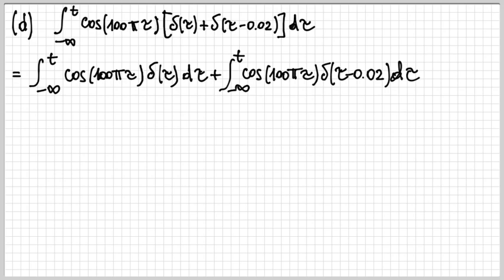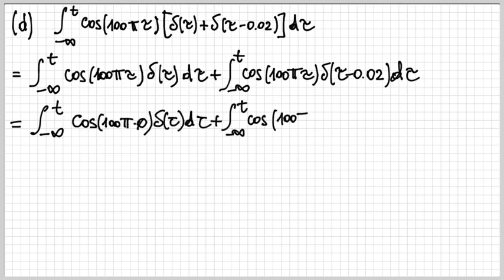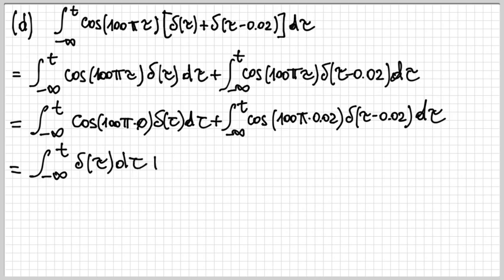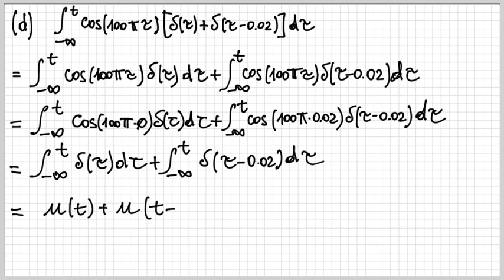And we're going to use again the sampling property of the delta. So we can simply evaluate the first cosine at tau equals 0, and the second cosine at tau equals 0.02. By further simplifying this, we have that both cosines are worth 1. And so we come up with two integrals of the deltas. And the integral of a delta is a step function, as you might recall. So the first integral gives u of t, and the second integral gives u of t minus 0.02.